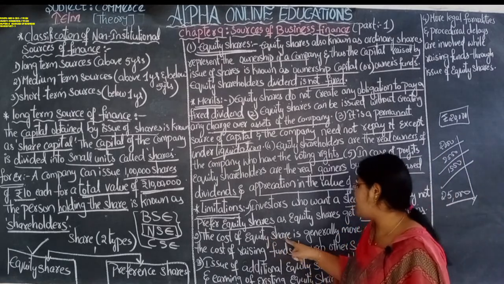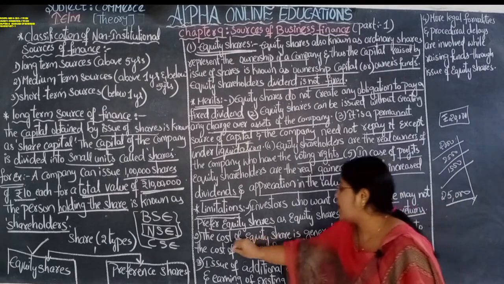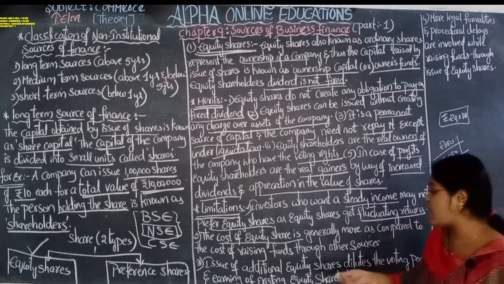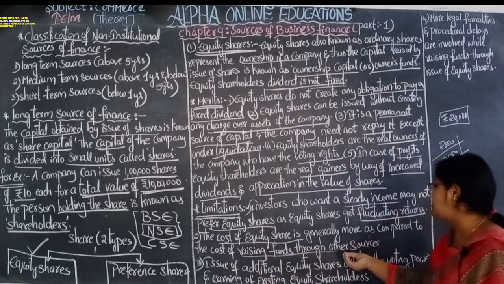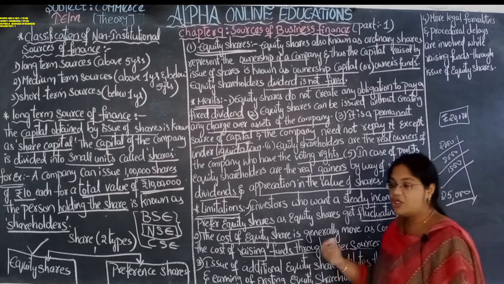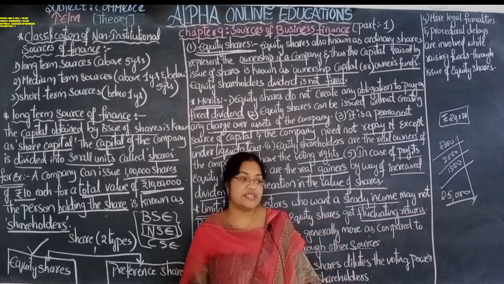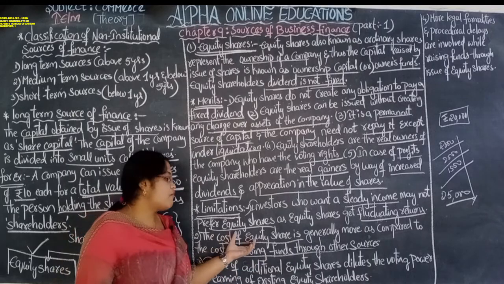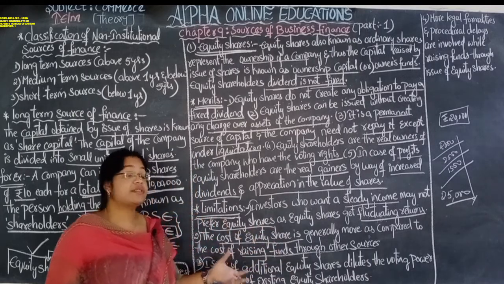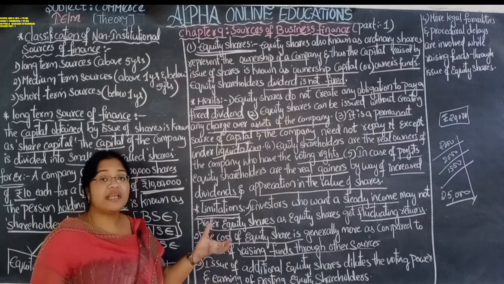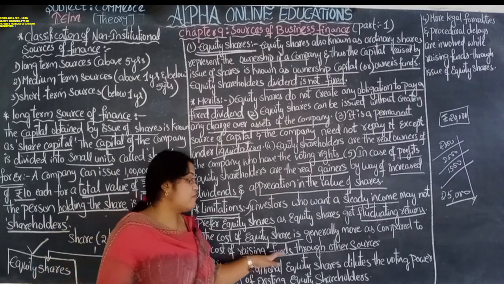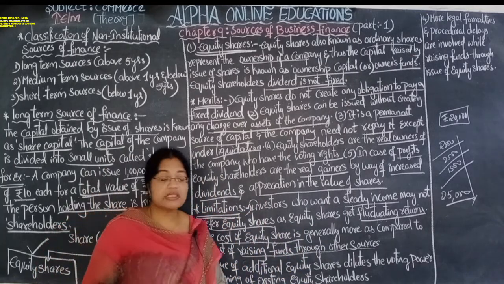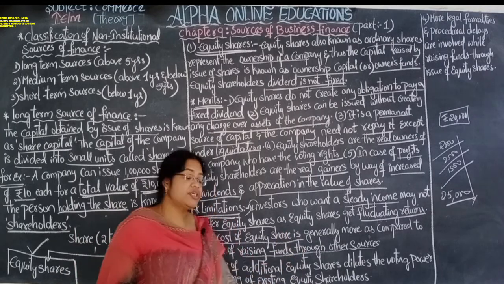The cost of equity shares is generally more as compared to the cost of raising funds through other sources. Other sources means from banks or from financial institutions. That is very easy, but as compared to that, the cost of equity shares is very high. Raising funds from banks, financial institutions or creditors is easier than raising from equity shares.